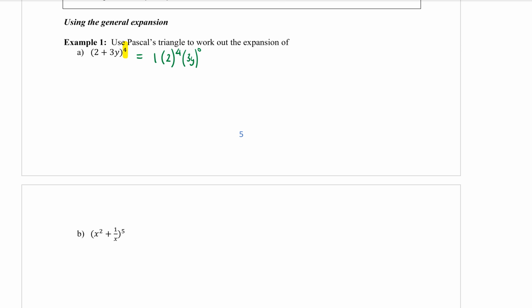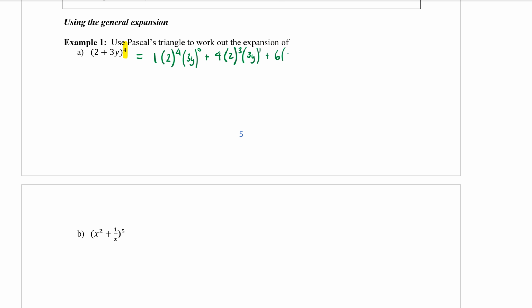You don't need to write the 3y to the power of 0 because that will just equal 1, but it can be helpful to see your powers as they change throughout the whole expansion. So let's go on to the next term. The next coefficient is a 4. The 2 is going to decrease to be a power of 3, and the 3y increases to a power of 1. The next coefficient is a 6.